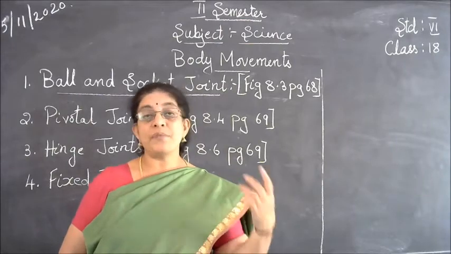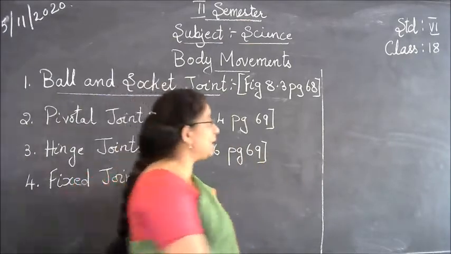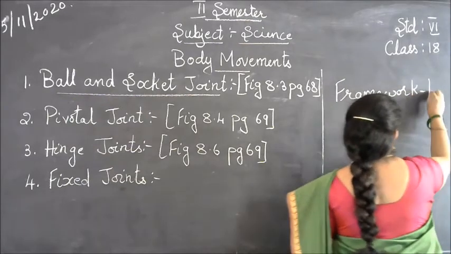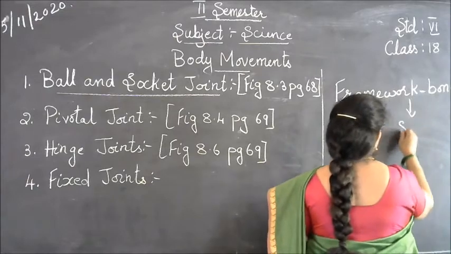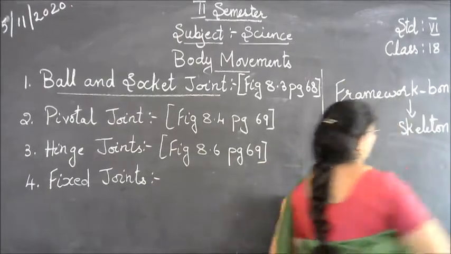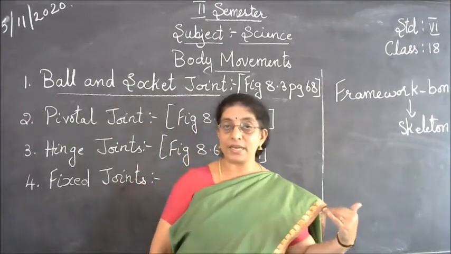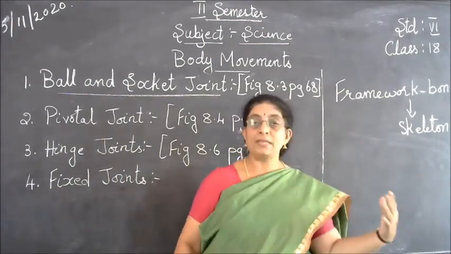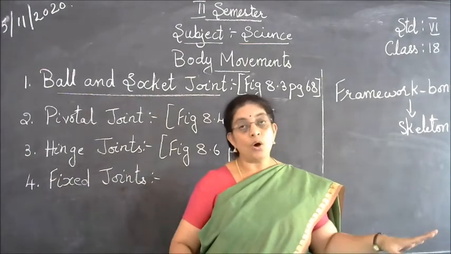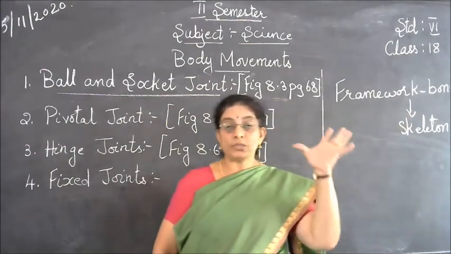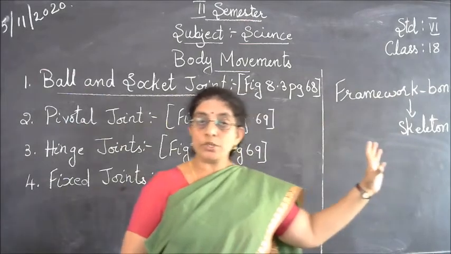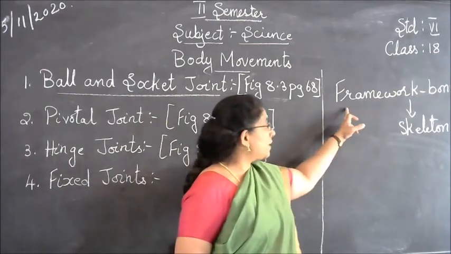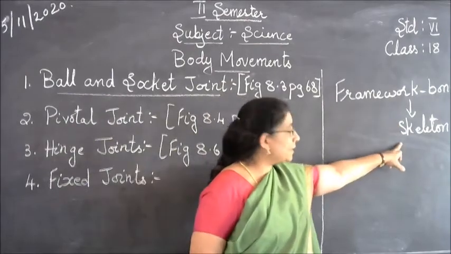So, in our body, we have a framework of bones. It is called the framework. This framework of bones is called the skeleton. On top of this we have the flesh, the muscles, everything on these bones. So the bones give us a shape to the body. If the bones were not there, it would not be possible for human beings to do any type of work. So the main framework of the bones is called the skeleton.